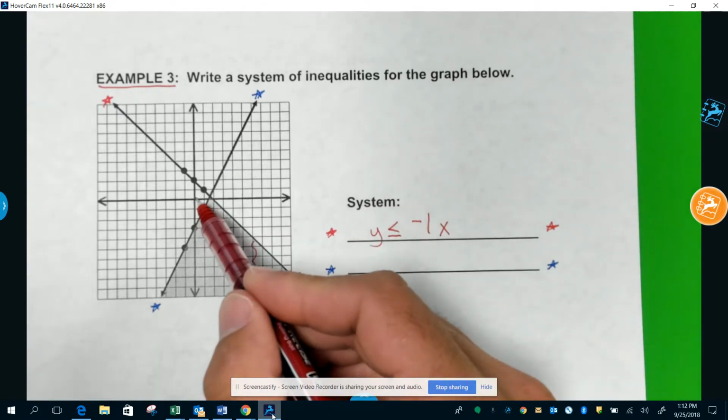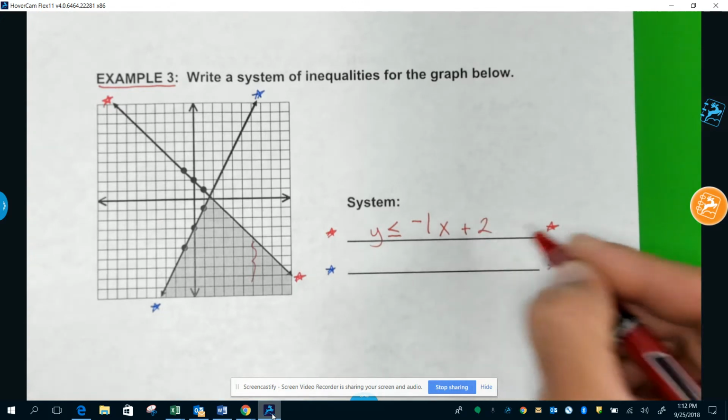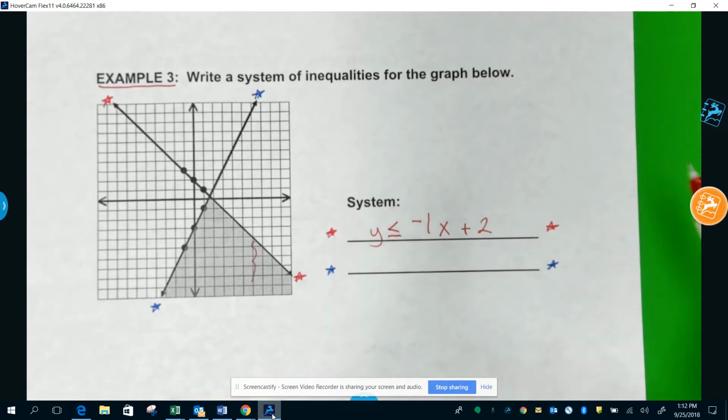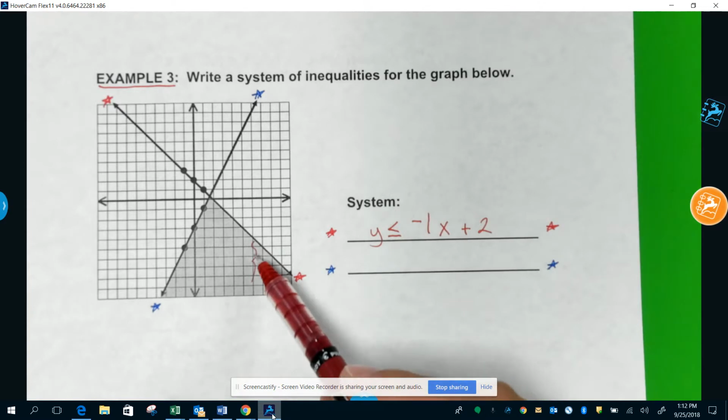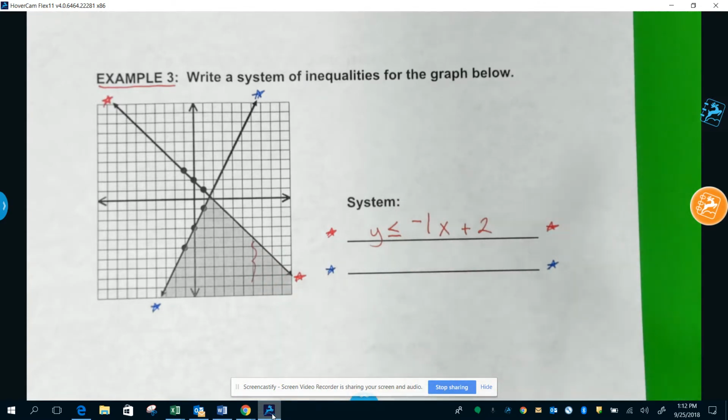Now all I need is the y-intercept. That goes at the end. This one crosses at positive 2. So we'd say plus 2. So there's the equation of that inequality: y is less than or equal to negative 1x plus 2, or you could just say negative x plus 2.